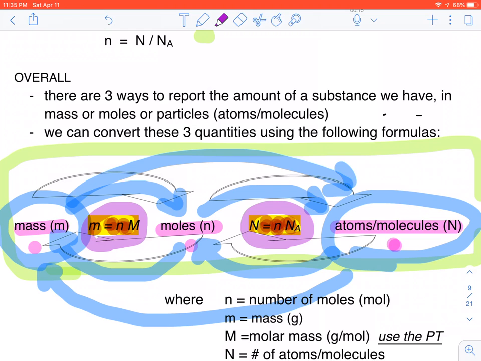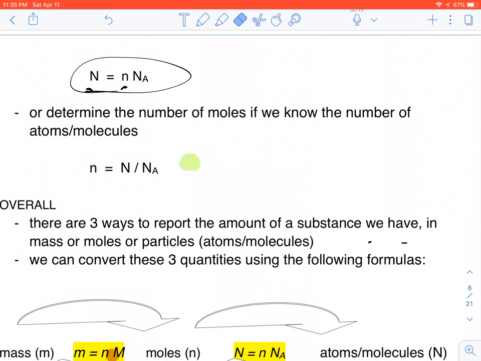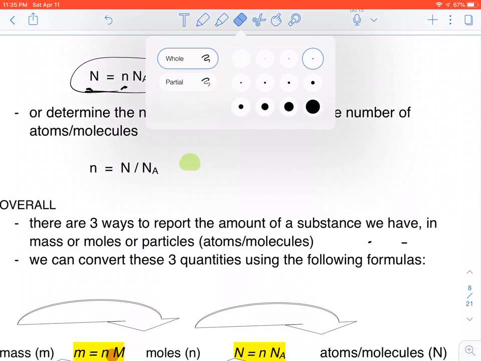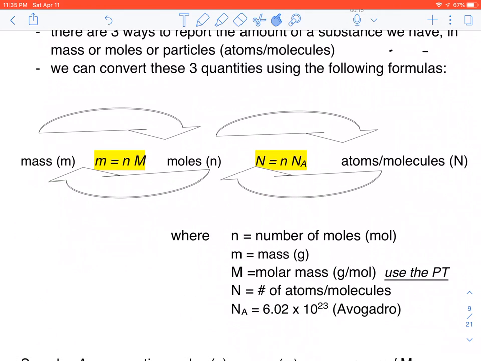Okay, so let's get rid of all this stuff that I've just thrown up on here, and let's go back to my simple template that I have right here. Like I said, this is probably the most important little visual that we're going to be using. You may want to come back to this. You may want to actually practice writing this down. All right, mass to moles, moles to particles, particles to moles, moles to mass.